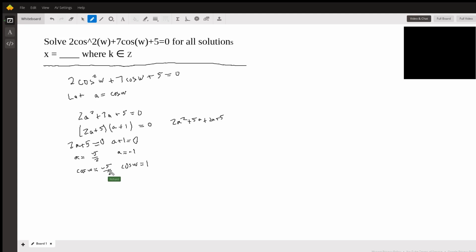To get them all, 2.5 is not possible. So there is no angle whose cosine is 2.5. So there's no solution coming out of here.